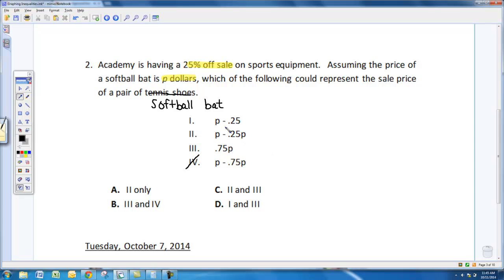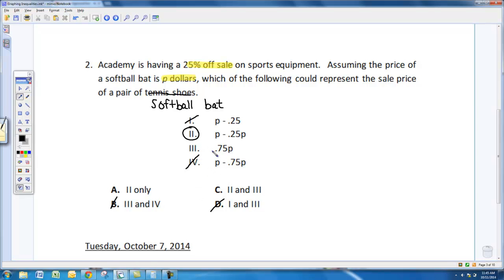Number 1 says that we're taking off 25 cents. That's not what we want. Number 2 says that we are taking the original price and taking off 25% of the original price. So number 2 is a good answer. So anything that doesn't have number 2, we can eliminate. So is it 2 only, or is it 2 and 3?